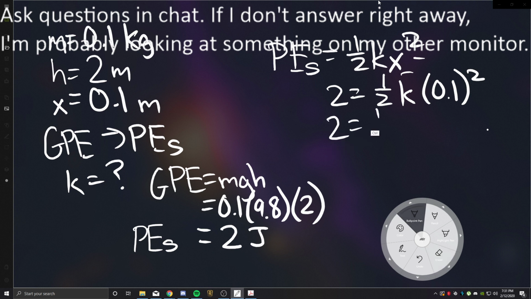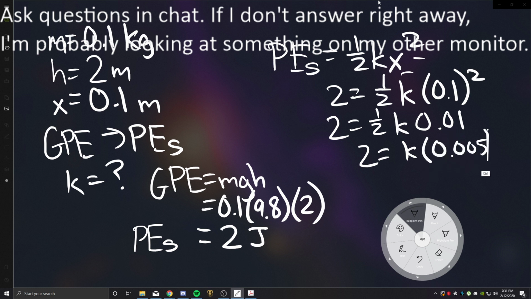So 2 is equal to 1 half k times 0.1 squared. 0.1 squared is 0.01. So 1 half times 0.01 gives me 0.005. Divide this, and you should get some number. I think that's, what is that? Let me just look at the choices. 400, maybe.